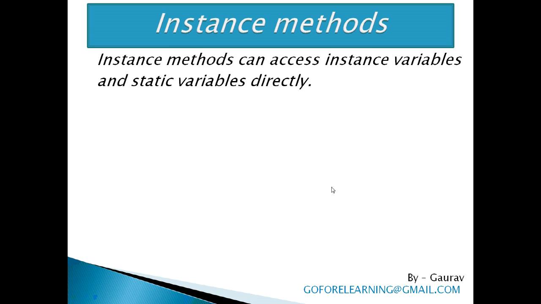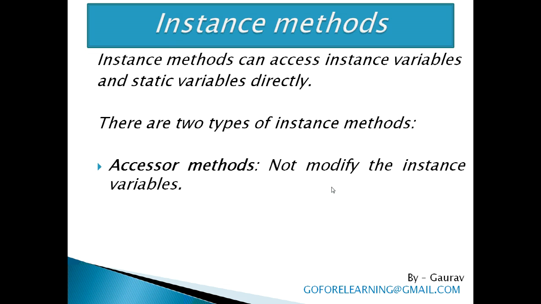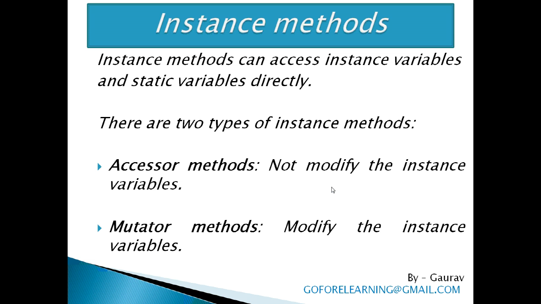Next is instance methods. Instance methods can access instance variables and static variables directly. There are two types of instance methods. Access methods simply access or read the instance variable; they do not modify the instance variable. Another type is mutator methods. These methods not only access the instance variable but also modify it.